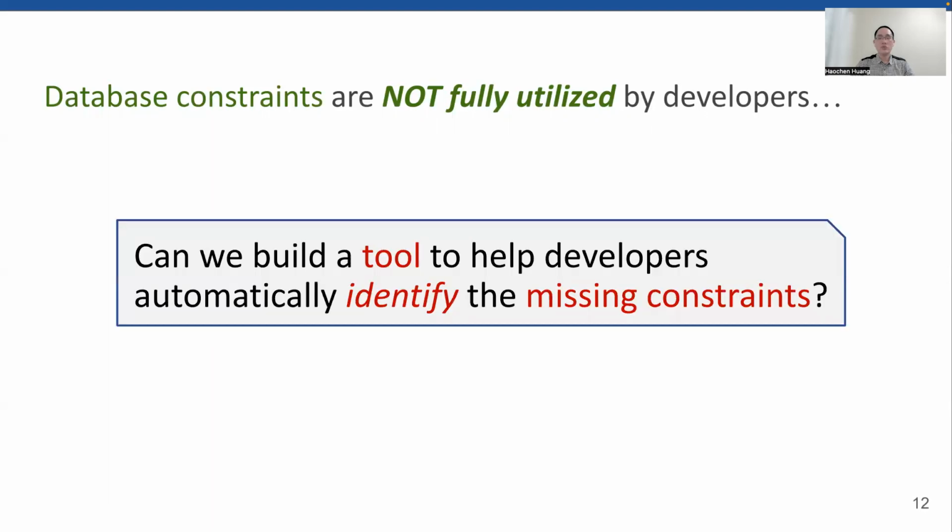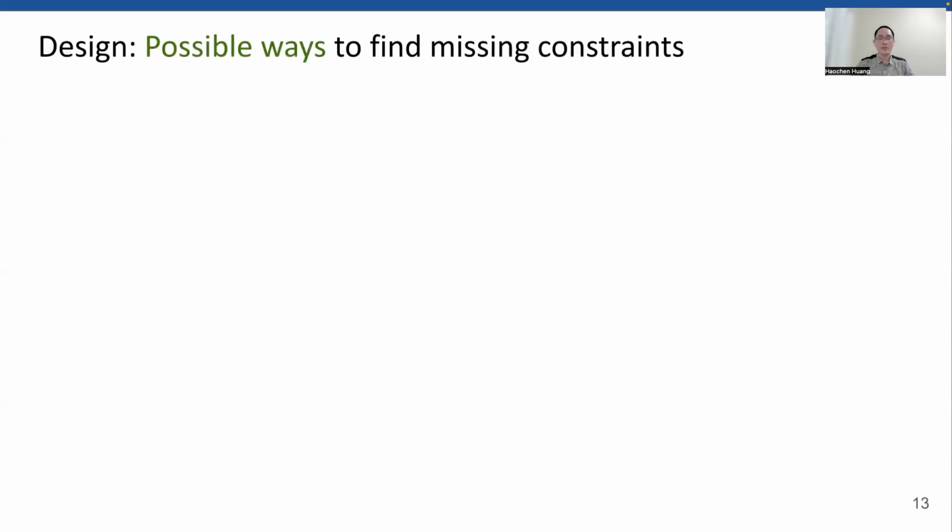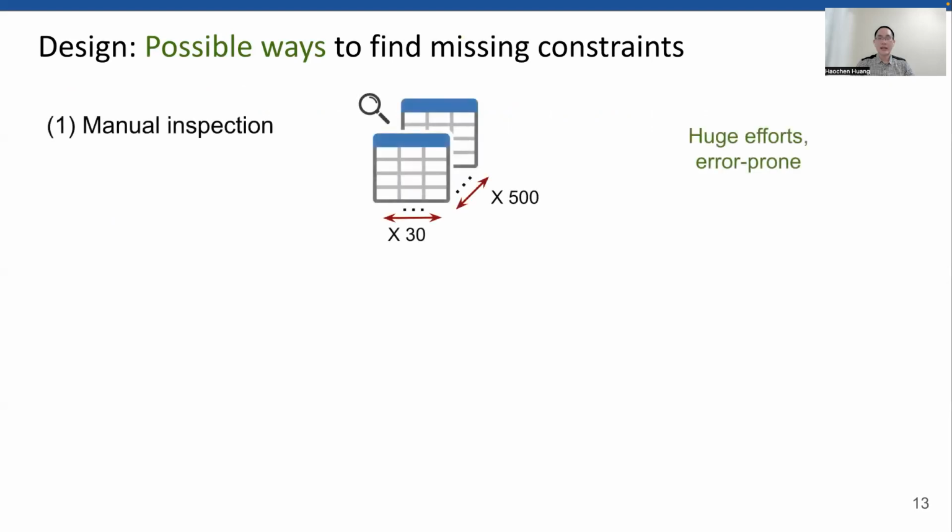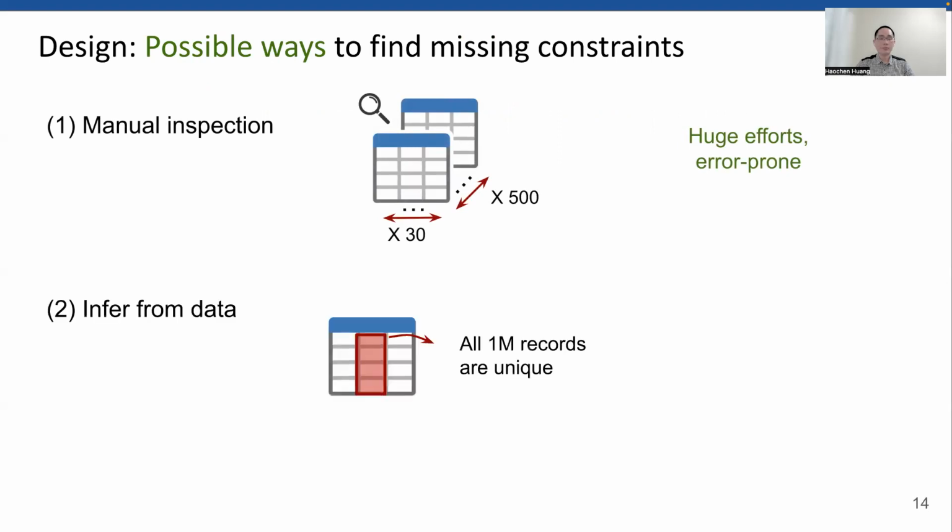So, can we build a tool to help developers automatically identify the missing constraints? There are 3 possible approaches. The first is letting developers inspect the whole database schema manually. It requires huge effort and is error-prone. Another approach is to infer from the production data. For example, if a column has all 1 million records being unique, a potential constraint is indicated.